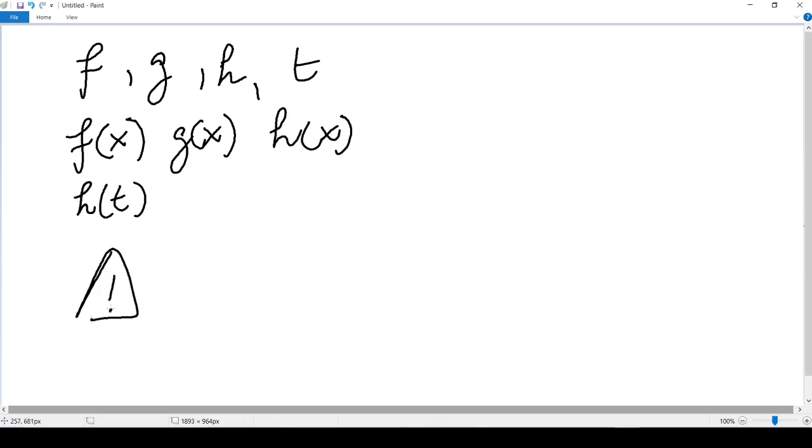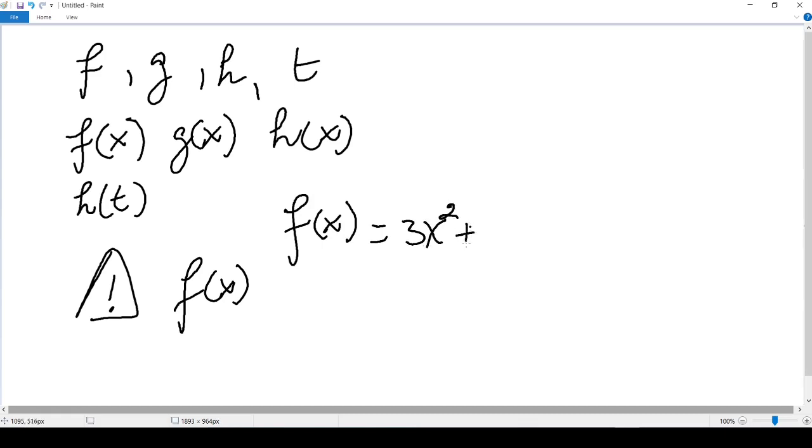Note, very important, that if I say f of x, I'm not multiplying f by x. No, it's a name of my function that I'm using. So here, there is no multiplication. So we can define a function as f of x equal to 3x squared plus 4. So f of x is the name of my function.